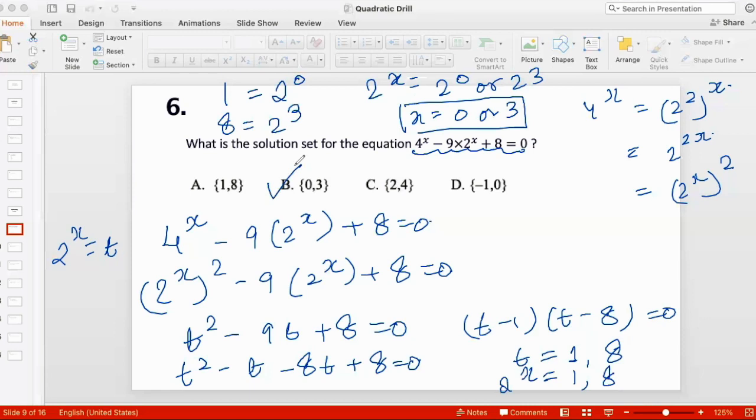Notice that 1 comma 8 is option A, and that's kind of challenging you to be careful because 1 comma 8 was the value of t, while what we had to find was the value of x.